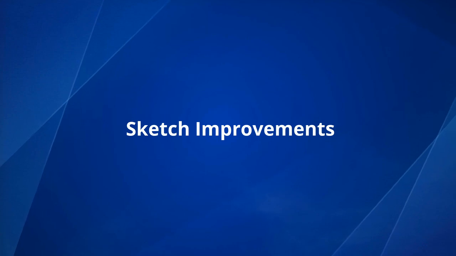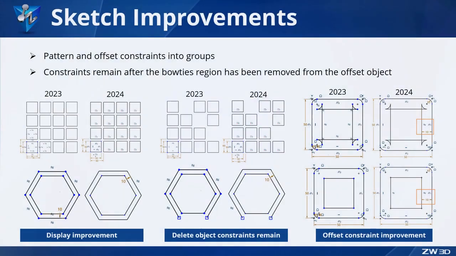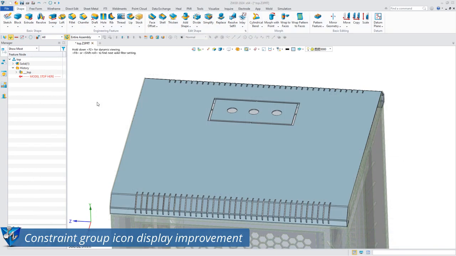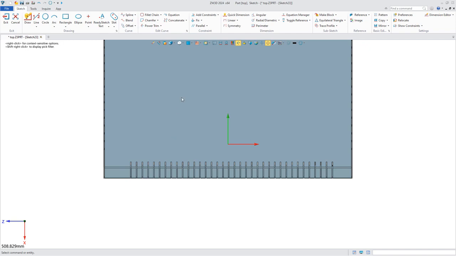Sketch improvements. In ZW3D 2024, we group the pattern and offset constraints in the sketch. And the offset constraint has been optimized so that the constraint remains after deleting bow ties, making it easy to modify. For this cabinet, we need to make heat dissipation holes for the top of the model.